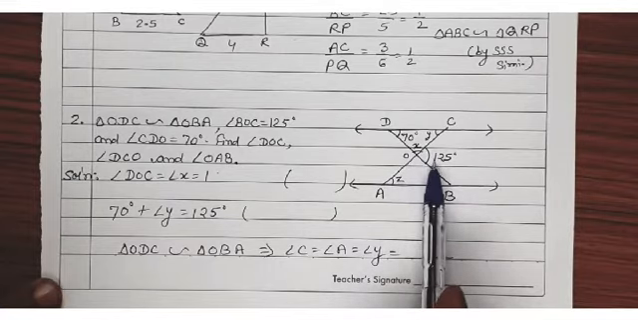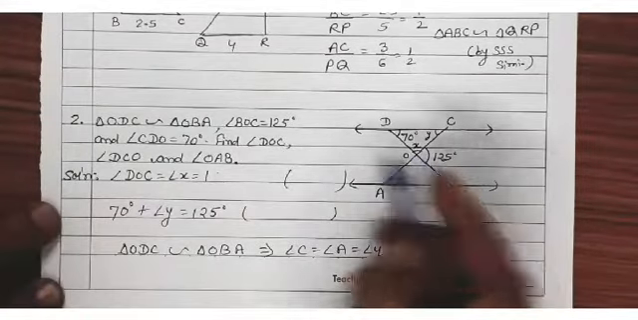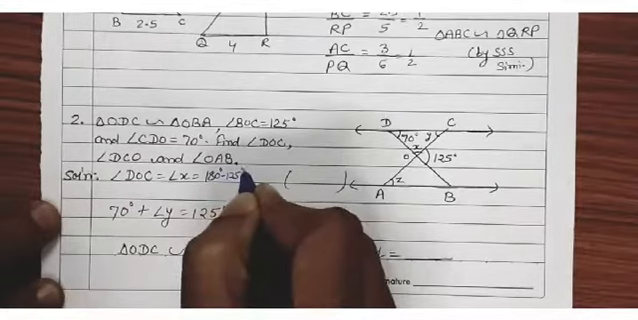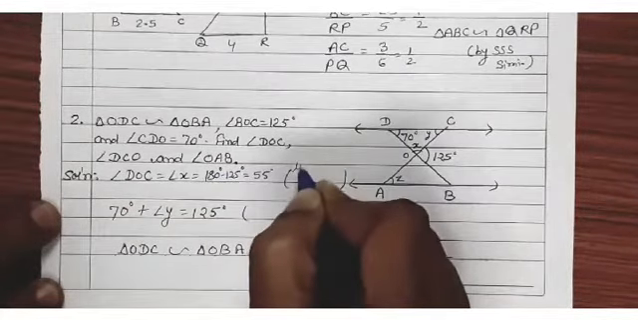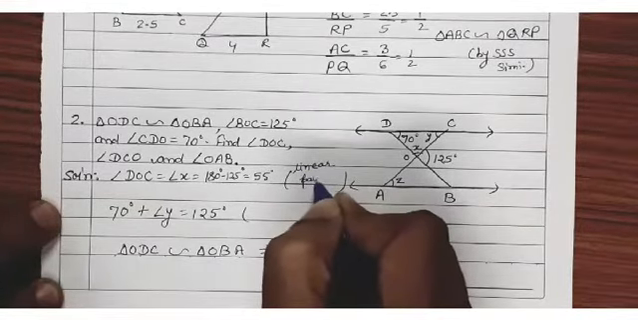X plus 125 equals 180. So what will be X? 180 minus 125, this is 55 degrees, and this is by linear pair.